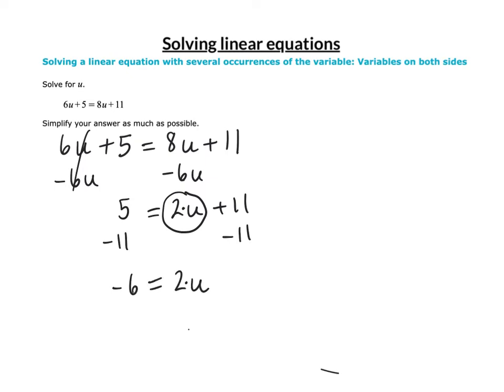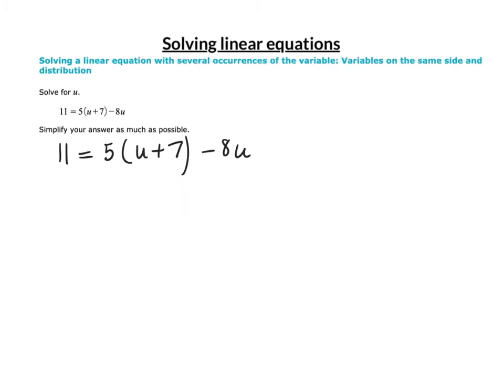Now there's times between the 2 and the u, and I'm going to use the inverse operation. The inverse of multiply is divide. So I divide by 2, and negative 6 divided by 2 is negative 3. 6 divided by 2 is 3, and when you have one negative, your answer is negative. If you have two negatives and you're dividing or multiplying, you get a positive.